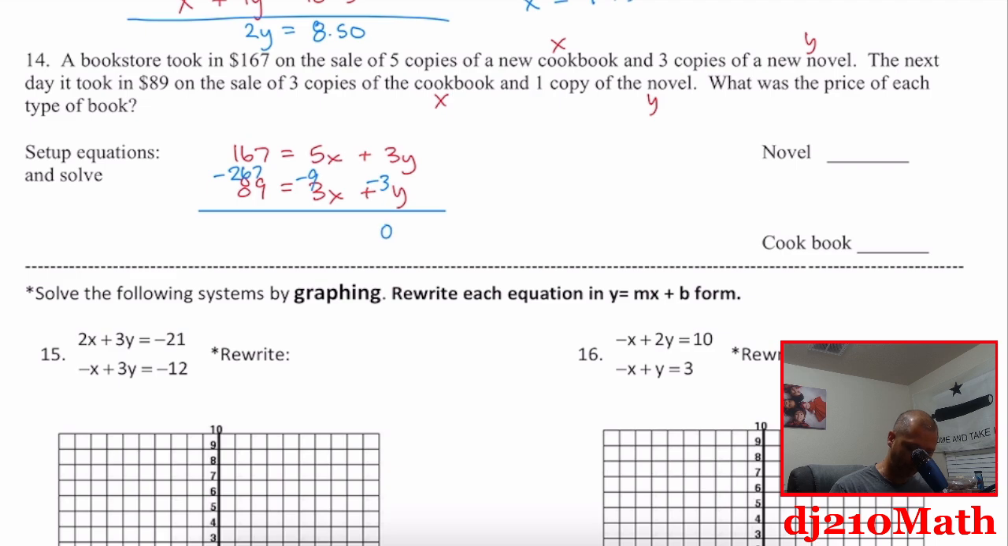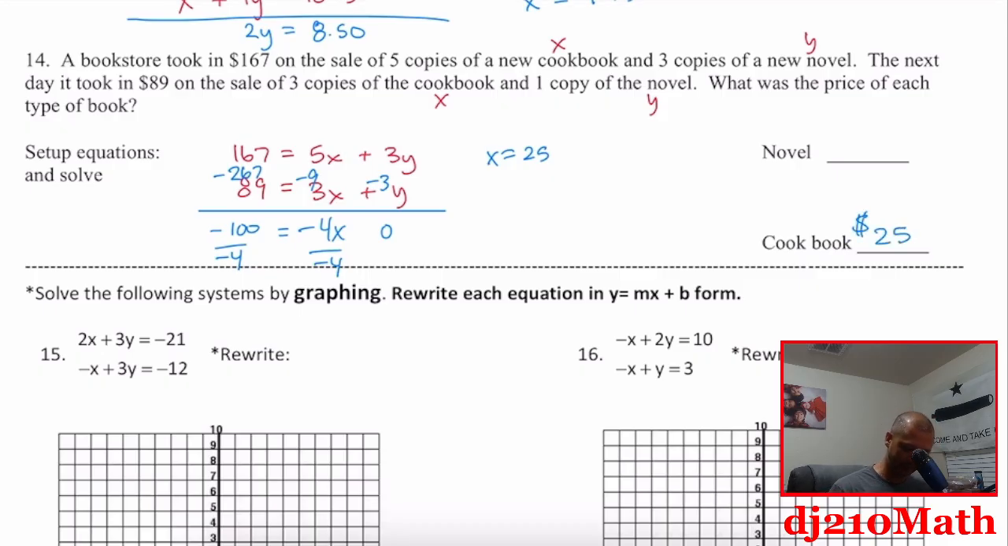So when we add, y is going to be 0. 5x plus -9x is -4x, is equal to, okay, -267 plus 167 is -100. It's kind of nice. So when we divide by -4, we get x is equal to 25. So x, the cookbook, is 25. So the cookbook is $25.